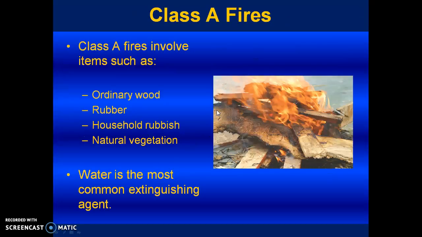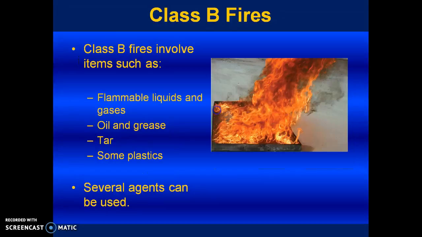Class A fires. Class A fires include ordinary wood, rubber, household vegetation and rubbish, and natural vegetation. The most common extinguisher agent used in this is going to be water. Class B fires. This is going to be for your flammable liquids, greases, oils, tires, plastics.